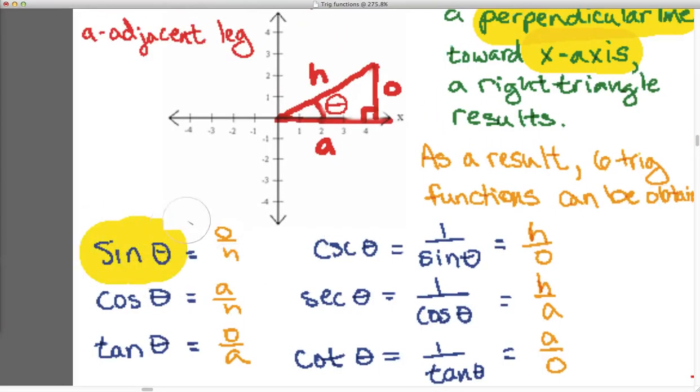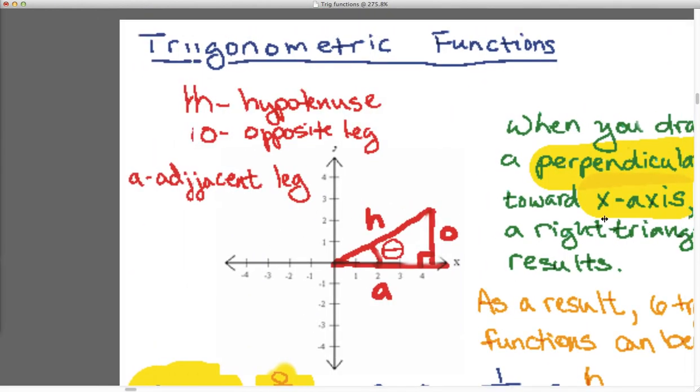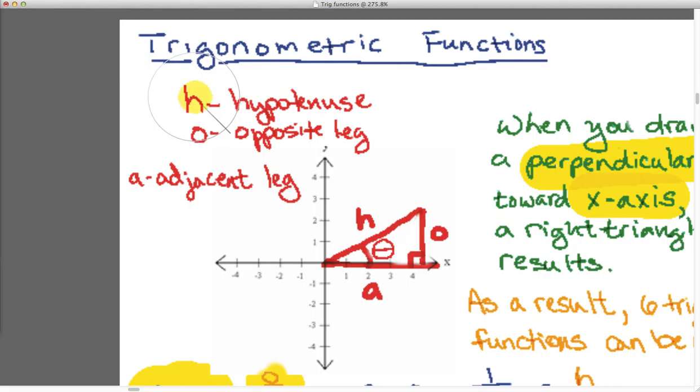There's sine, which is the opposite leg over the hypotenuse. I guess I didn't go over the 3 definitions. The hypotenuse is this main leg here. And then we have O as the opposite leg, and I guess it's not letting me highlight that. Okay. And A is the adjacent leg.